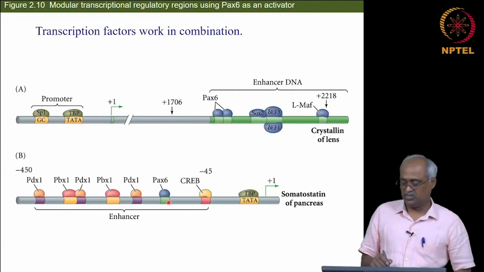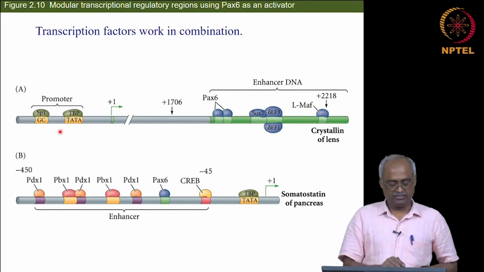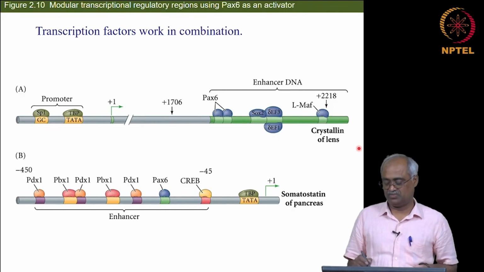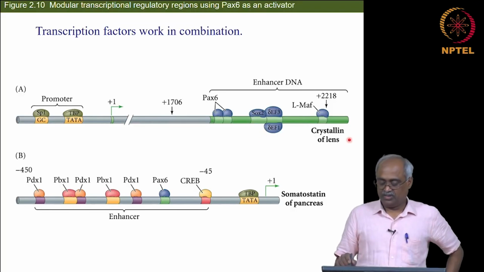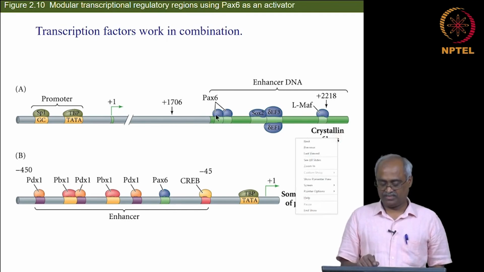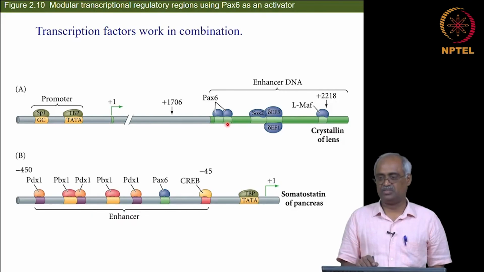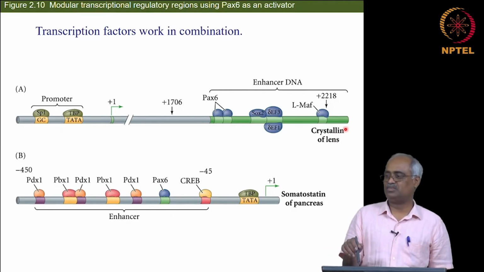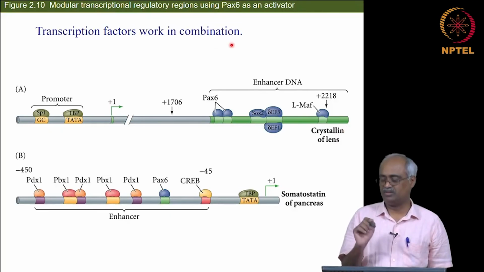So, that is further explained in this particular cartoon. We are looking at 2 different genes. In one, a target gene of PAC6, we have the PAC6 protein, and then we are seeing what it does to the promoter of another gene. To make this particular crystallin expressed in the lens, PAC6 has to bind to its binding sequence, and that is not enough. It has to have a combination of SOX2 as well as LMAF. Only when all 3 are present will this crystallin be expressed in the lens. This combination of transcription factors is required. That is why we say transcription factors work in combination.